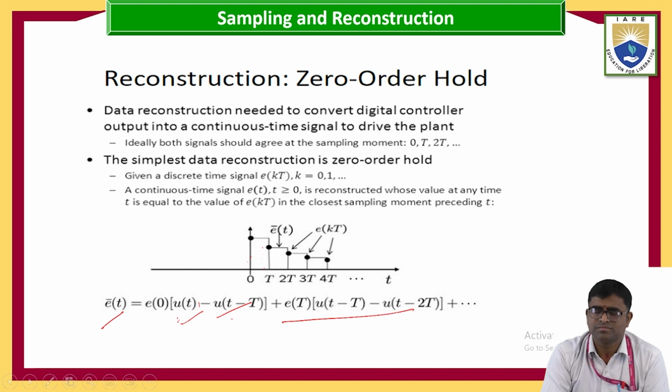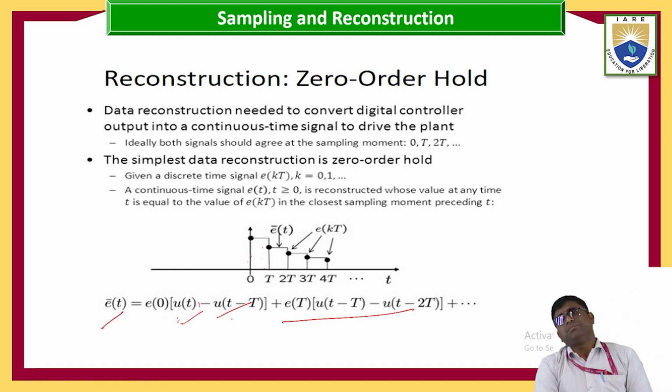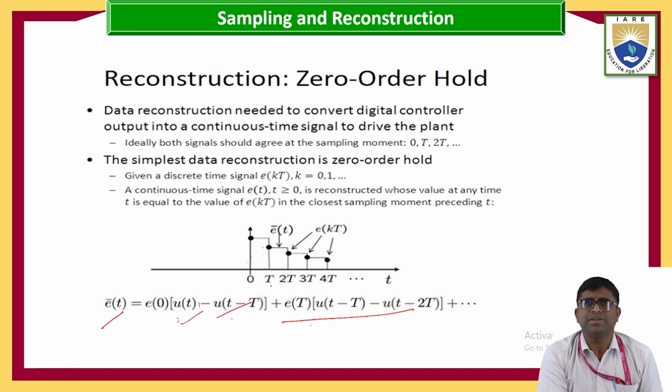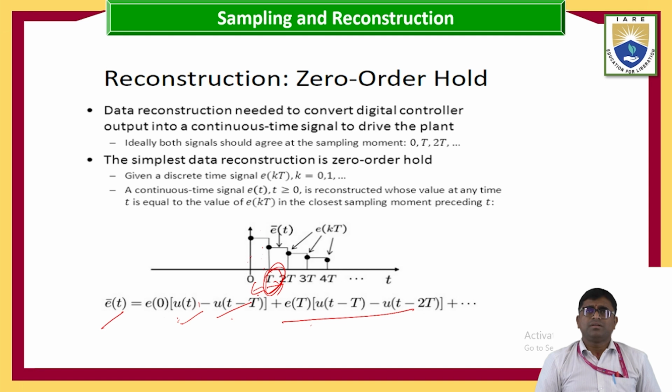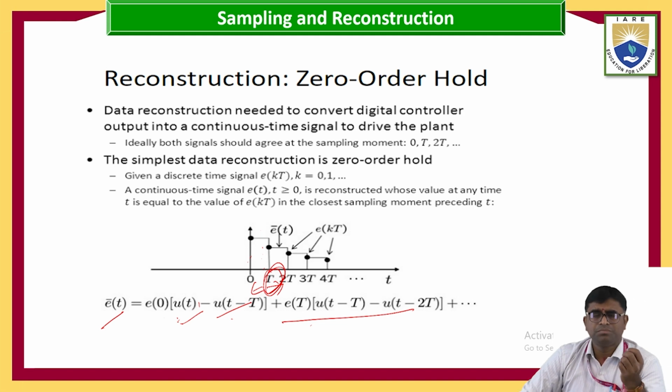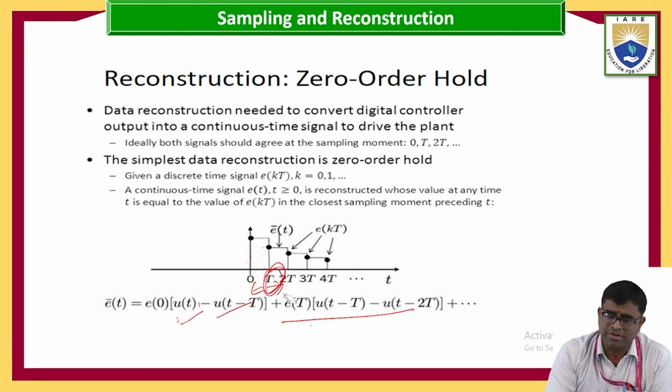Okay, next. What is the next one? When is it occurring? Between T and 2T. So that's why E of t equal to U of t minus T minus U of t plus T. Continuously we have to write like this for the reconstruction of the zero order hold.